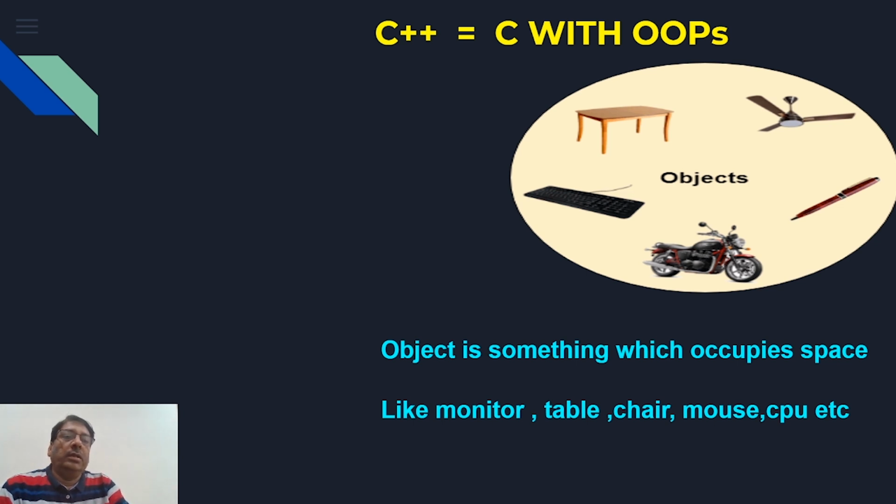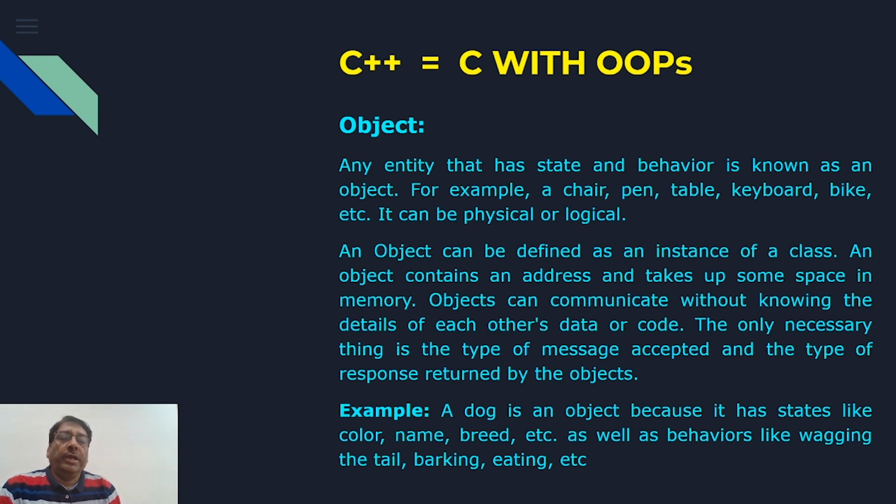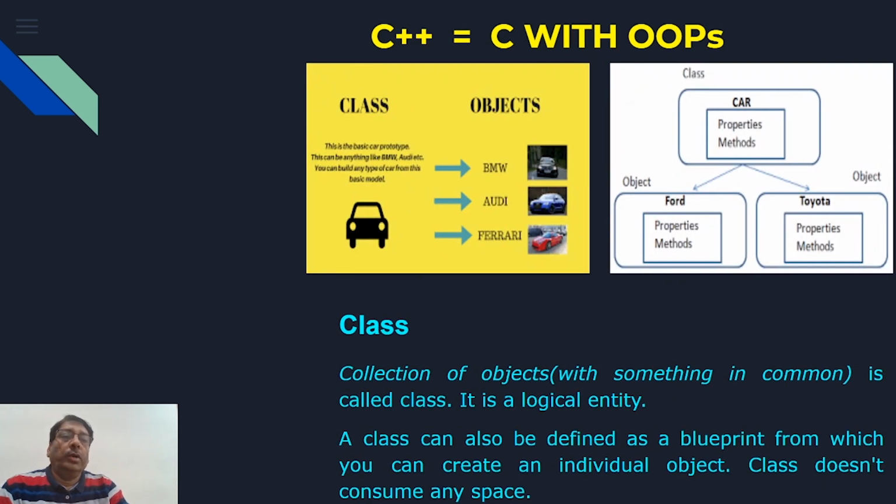When you put the properties and the functions together and give it a name, you can call it an object, or the name of an object. Like table is the name of an object which has properties and functions inside. So when you try to group these objects, you can call that group a class. So what is a class? A class is a collection of objects with something in common.